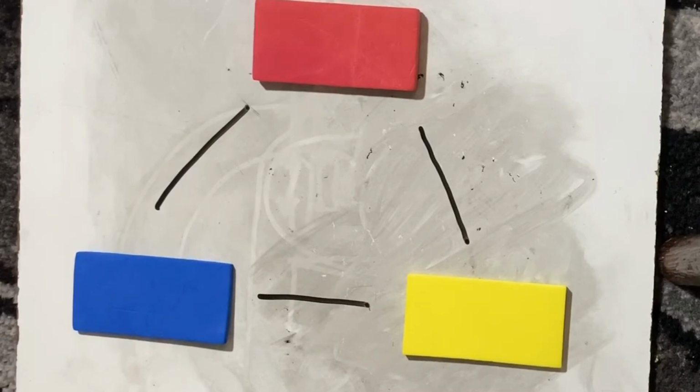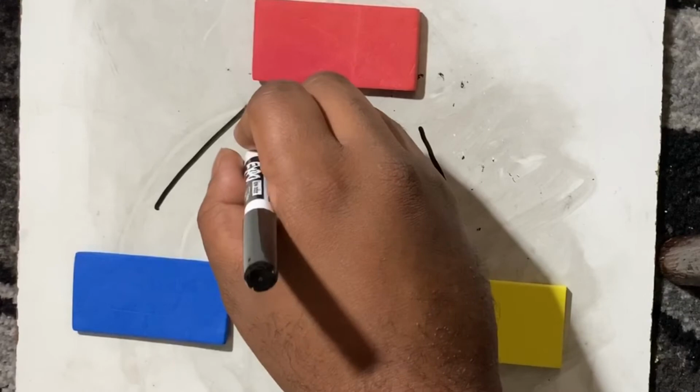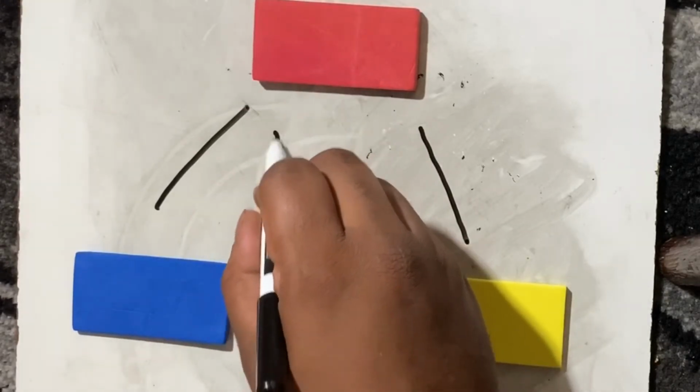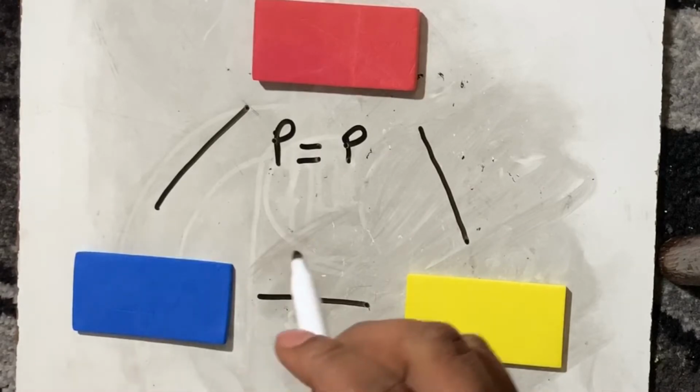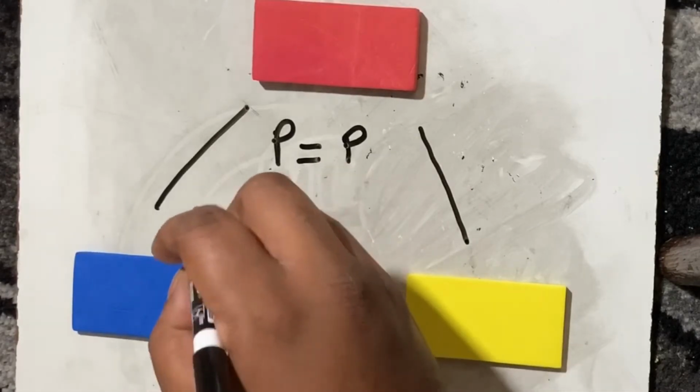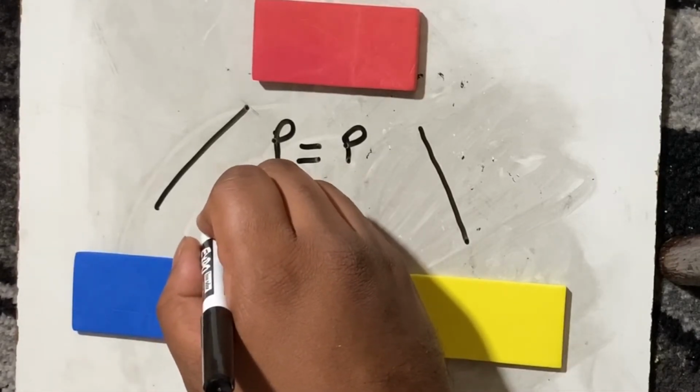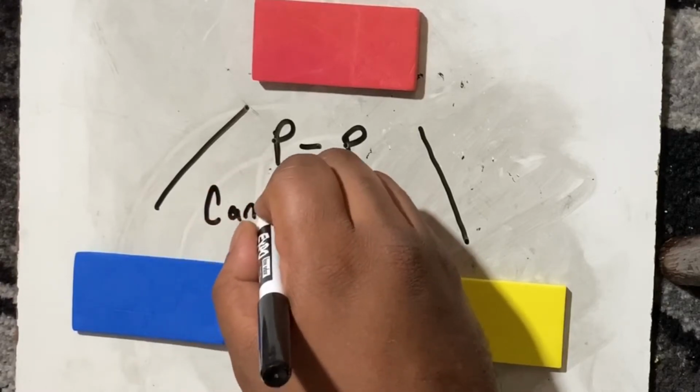By definition, primary colors can't be made from any other 2 colors. We like to show that using a scientific equation, P equals P, which basically means that these can't be made from any other 2 colors.